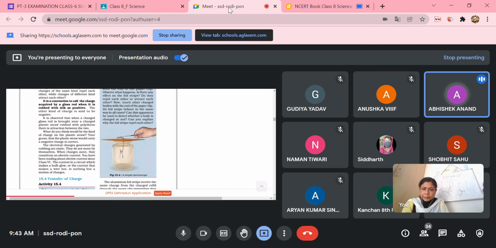The electric charges generated by rubbing are static. They do not move by themselves. When charges move, they constitute an electric current. You have been reading about electric current since class 6. The current in a circuit which makes a bulb glow or the current that makes a wire hot is nothing but a motion of charges.